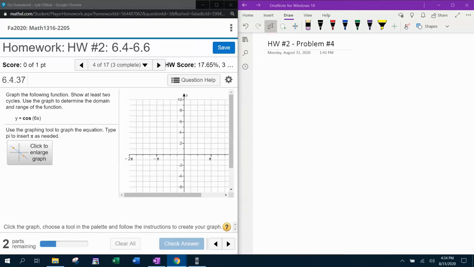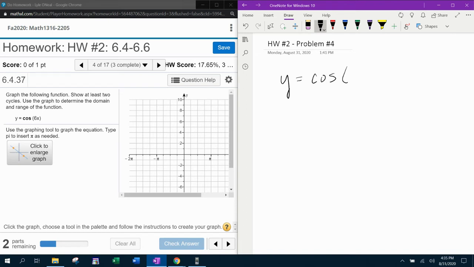All right, here we go. Question number 4 from our 1316 homework number 2 in MyLab Math. They want us to graph the following function, show at least 2 cycles. Use the graph to determine the domain and range of the function. And so the first thing I'm going to do to get started, I'm going to recopy that function over here.